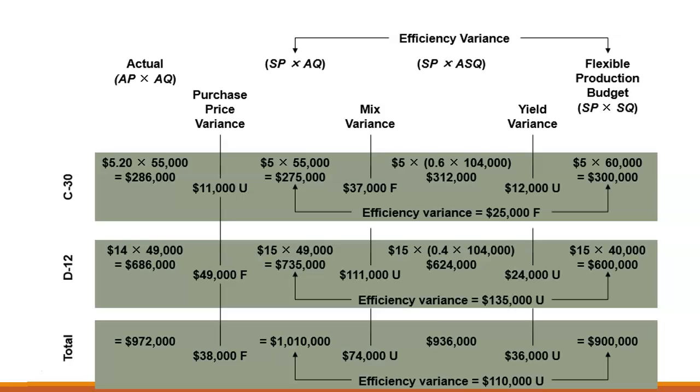So those build into our efficiency variance. Okay, so the yield variance, this is where we're looking at, it took 104,000 instead of 100,000 gallons to mix to produce 100,000 gallons of Easy Foam. Of those 100,000 gallons, we should have had 60,000 of C30 and 40,000 of D12. So we have already that we used 4,000 extra gallons to make 100,000 gallons of Easy Foam.